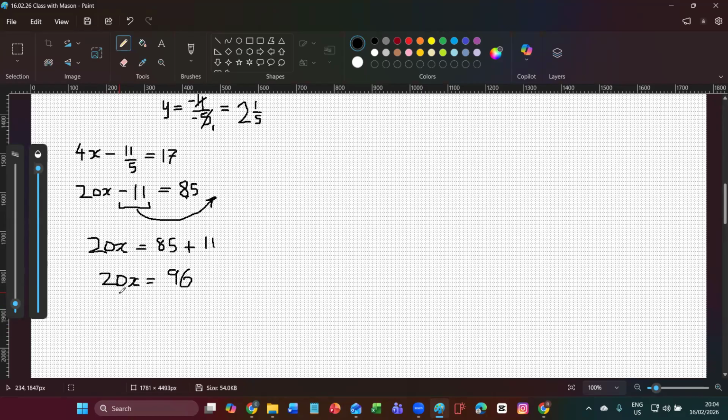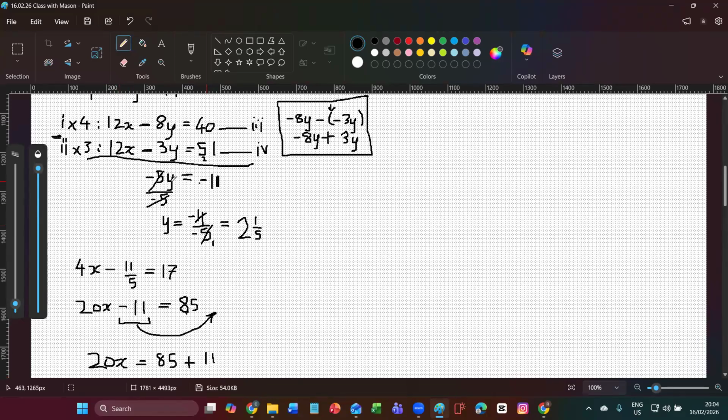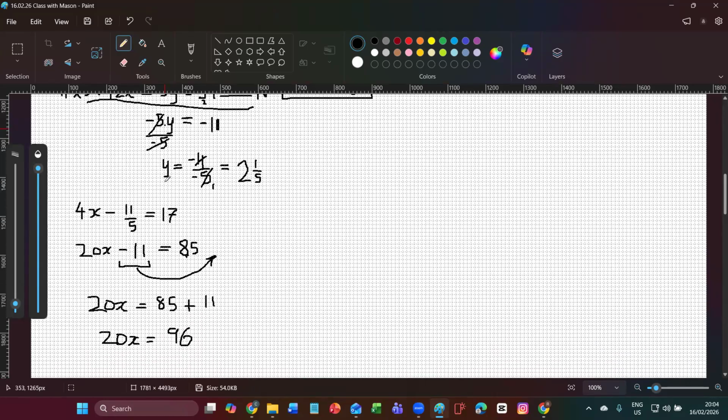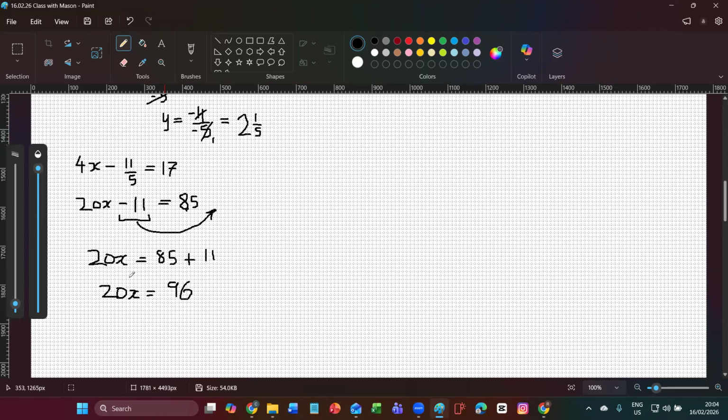Now, don't worry about whether it's a direct multiple of 20 or not. Take a look at what we had here, 11 and 5. None of them. 11 is not a multiple of 5, is it? It's not. So all we need to do is just divide and things will take themselves out.